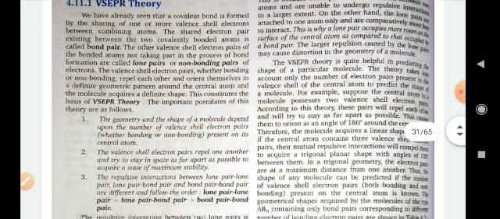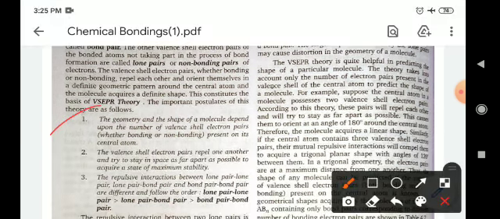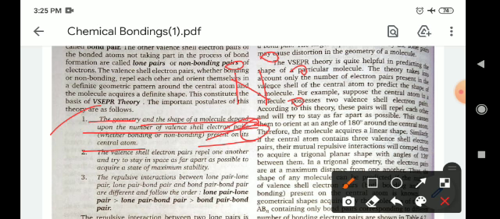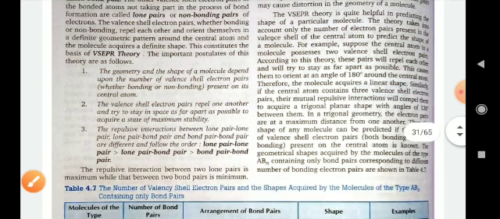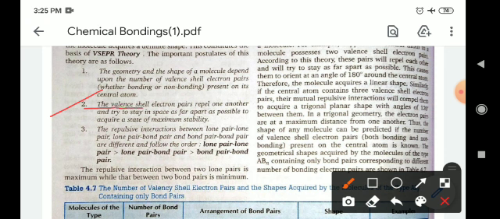So what are the salient features of this theory? Number one, the geometry and shape of a molecule depend upon the number of valence shell electron pairs present on its center atom. Second point, the valence shell electron pairs repel one another and try to stay in a space as far apart as possible to acquire a state of maximum stability.